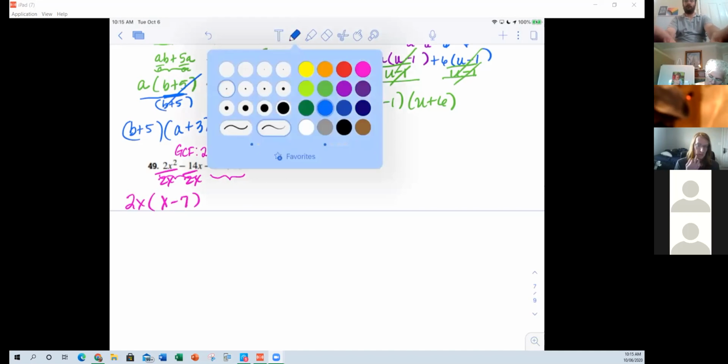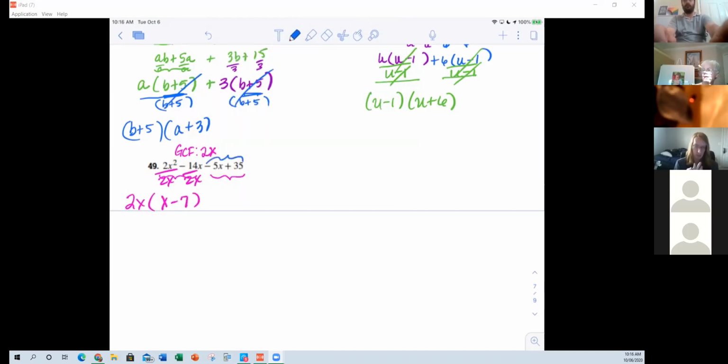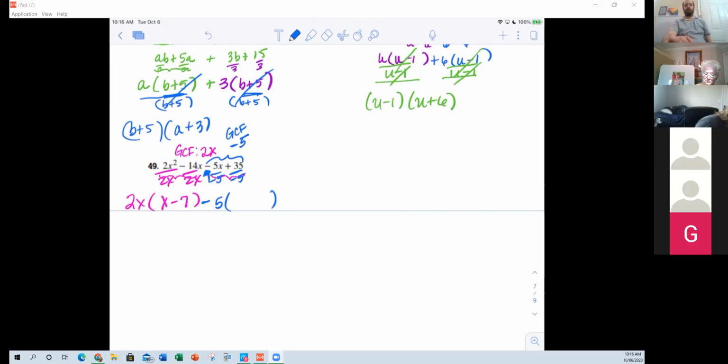Okay, now we're looking at these 2 and what goes into 5 and 35. 5. And always take, if there's a minus sign, always take that minus sign as well, okay? So it's negative 5. And then the x's, they don't both have an x, so we don't have to worry about the variables. So the GCF is just negative 5. And so what goes into these parentheses? Is it x minus 6? What's 35? Or 7. Yeah, 7.